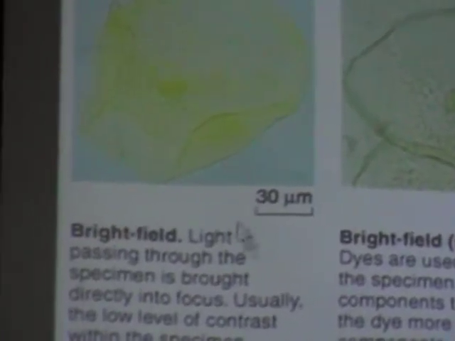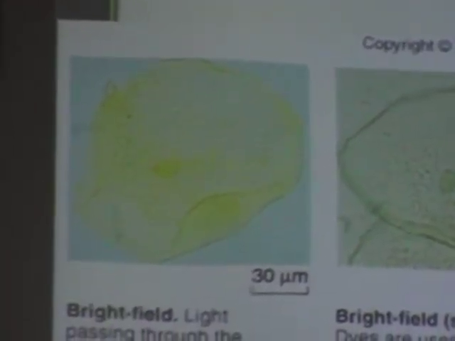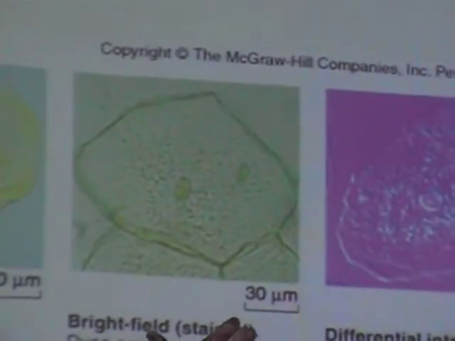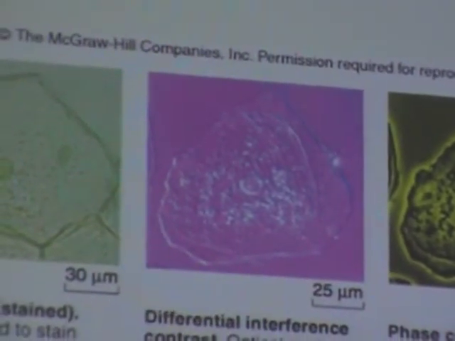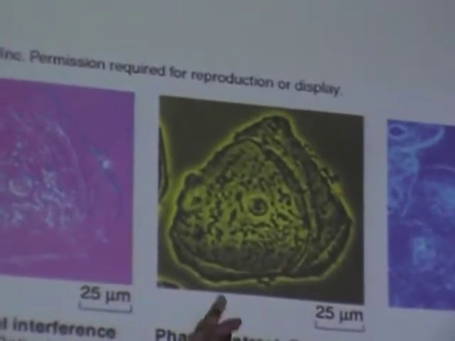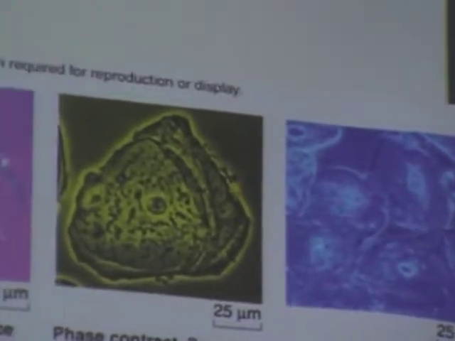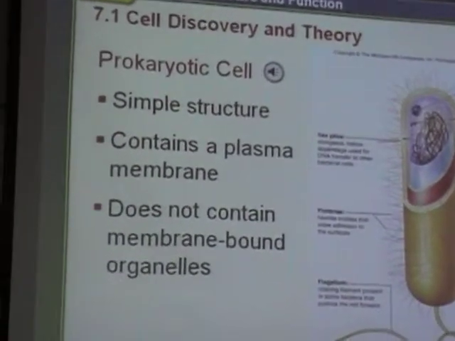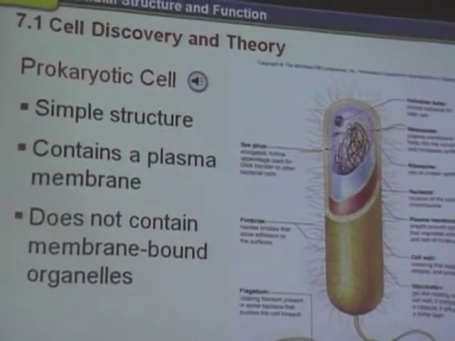And this is what a cheek cell looks like with what we call a bright field microscope, which is kind of like ours. And here's one stained. And here's one using a differential interference contrast microscope. You can see how it looks different. Here's a phase contrast microscope. A dark field microscope. It's the same cell, just used with a bunch of different types of microscopes. But we're going to look at those cells in our lab with just the regular light microscope.